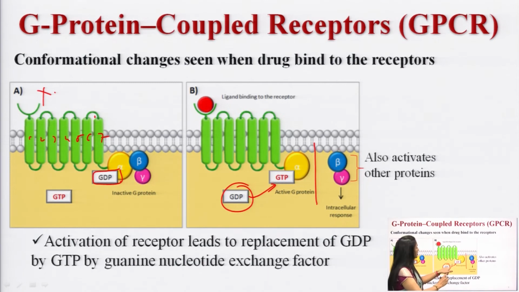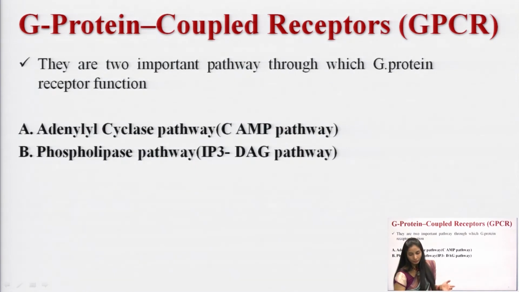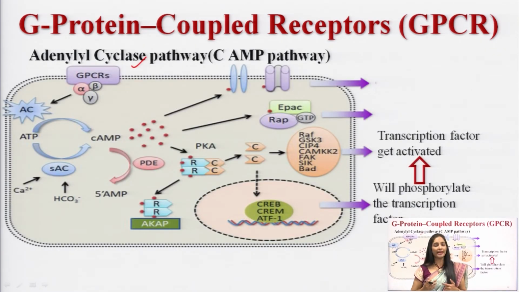See here, this is the receptor. When the cell has been activated with the drug, the alpha has been separated from the beta and gamma, and the beta and gamma will activate some other proteins inside the cell. So let us see the adenyl cyclase pathway. What happens in the adenyl cyclase pathway? Once the drug doesn't bind to its receptor, the cyclic AMP levels will not be activated. If there is no activation of cyclic AMP levels, the regulatory units and catalytic units will be in the bound form, and there will be no cellular changes seen inside the receptor.